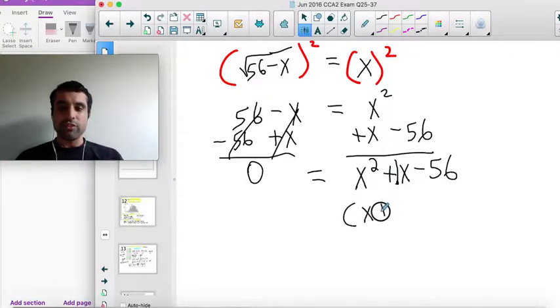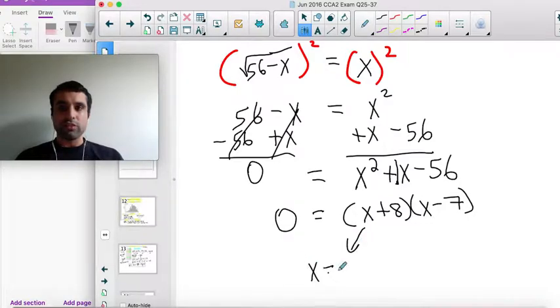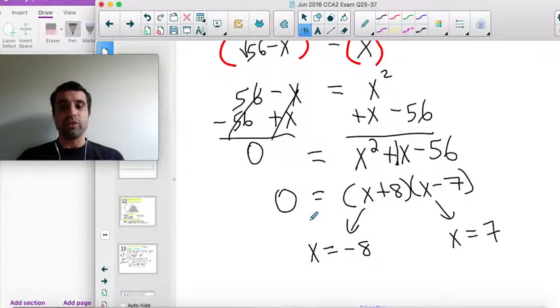And if you work that out, you get x plus 8 and x minus 7 equals 0. And when you solve x plus 8 equals 0, you'll get x equals -8. And if you solve x minus 7 equals 0, you get x equals 7. But then you have to substitute into the original equation to see if they work, because what could happen in this squaring step is you could end up with what are called extraneous roots that don't work for the original equation.